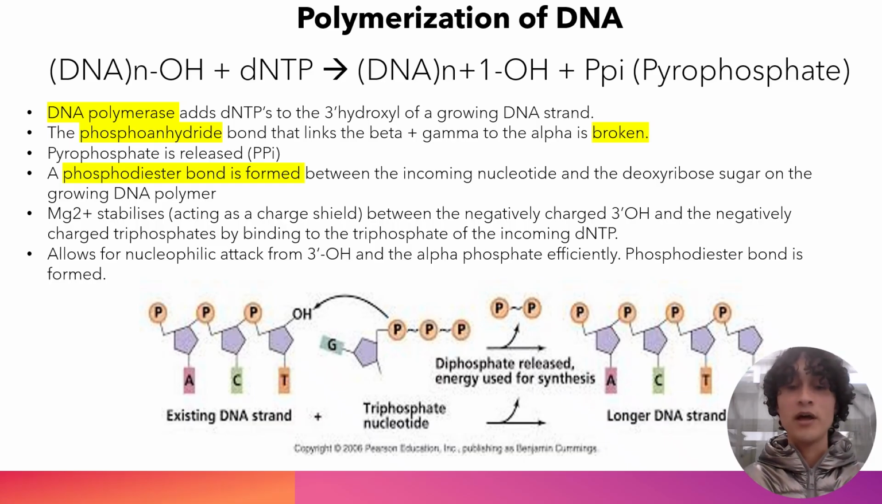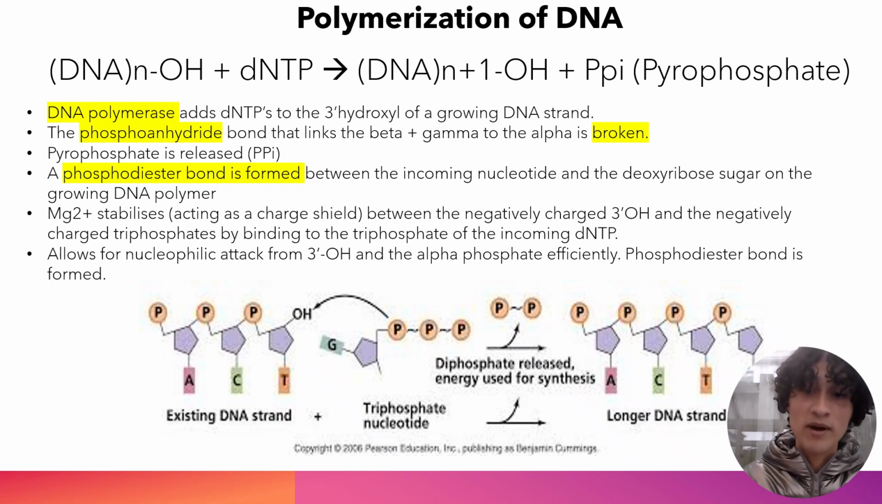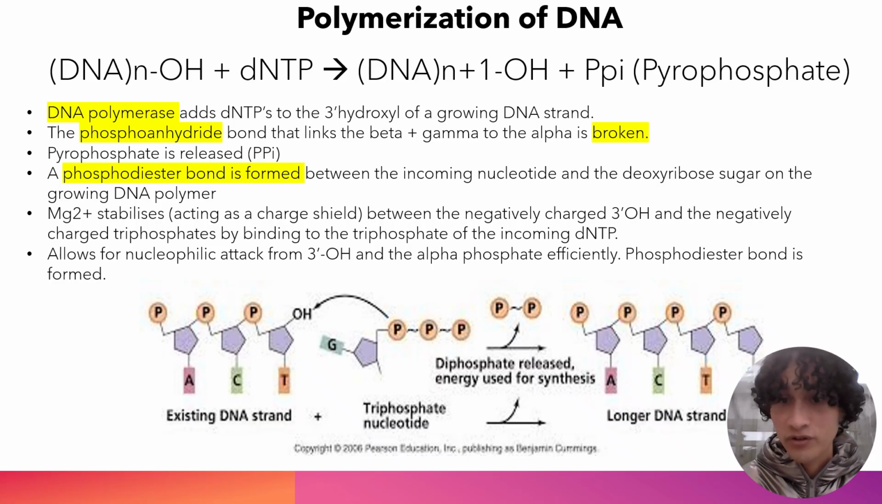So now we're going to move on to the actual polymerization of DNA itself. And the enzyme that catalyzes this reaction is referred to as DNA polymerase. A lot of people will recognize DNA polymerase when looking at DNA replication before cell division, but we're not really going to worry about that too much. We're just looking at it purely from a chemical process, what's actually happening.